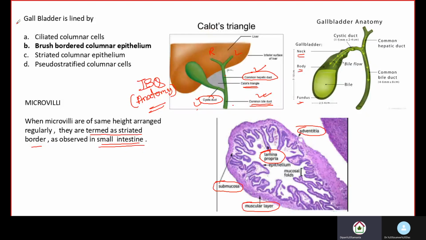Another thing, the main thing of this question, gallbladder lined by brush-bordered columnar epithelium. So you see the options, all are columnar epithelium or columnar cells. But the question was ciliated, brush-bordered, striated, or pseudostratified. And the answer is brush-bordered.